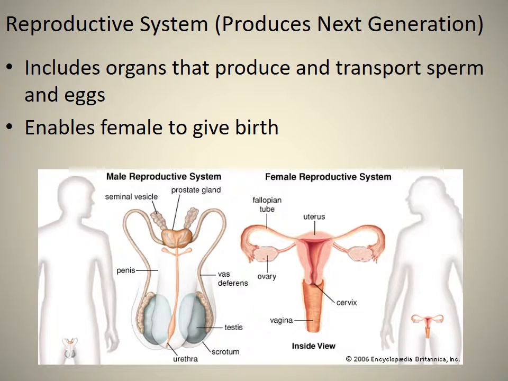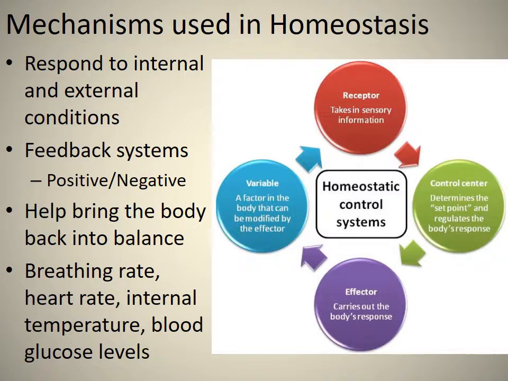Here we have the reproductive system. Again, in the males, we have the testes, in the females, we have the ovaries, each secreting their own hormone and having an effect on male and female development. Again, that's just an outline of each organ system that is involved in helping to maintain homeostasis.